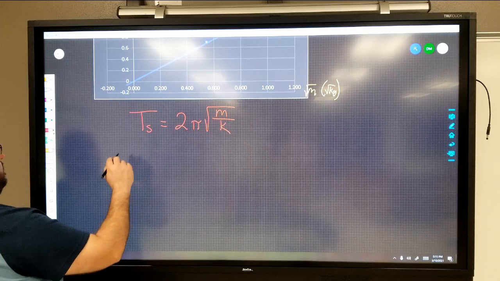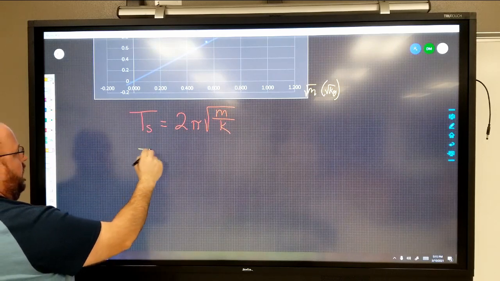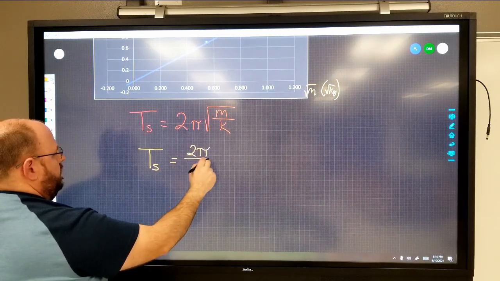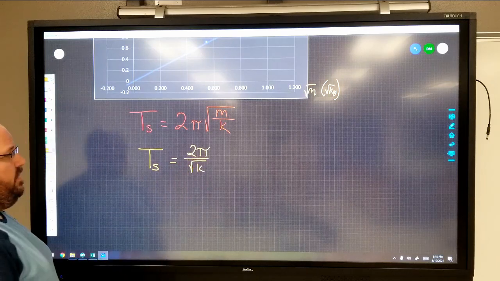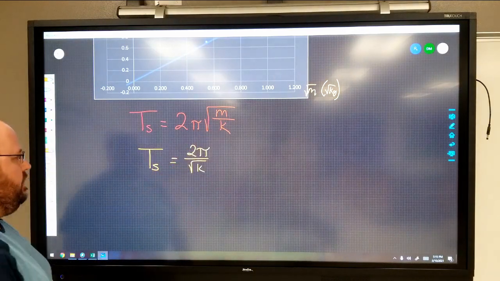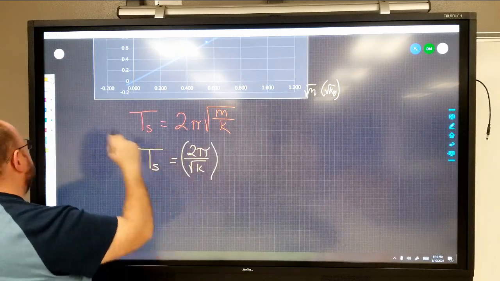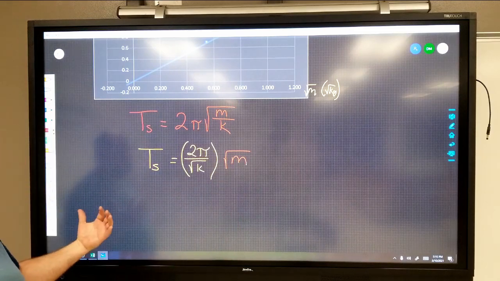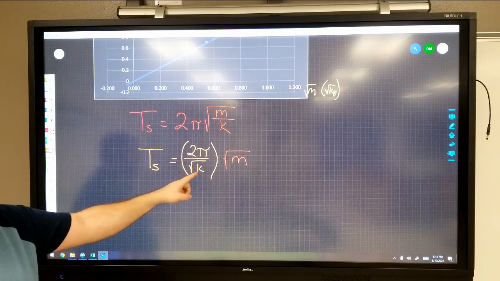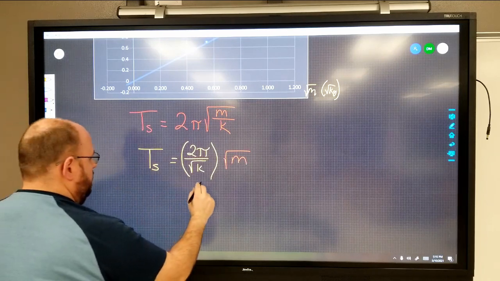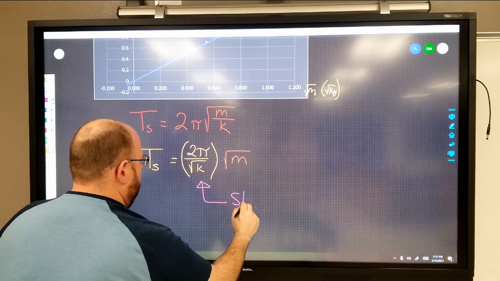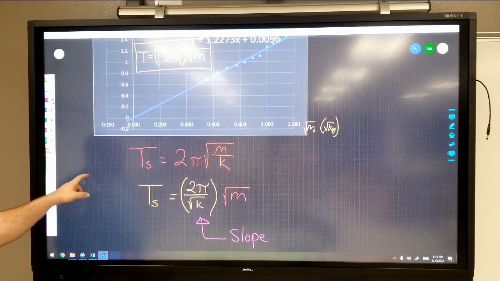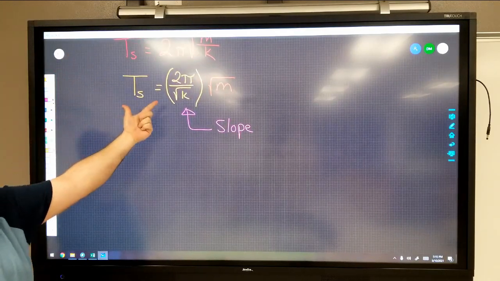So if I break this up to look more like my equation from above, I can say that the period of a mass on a spring is equal to 2 pi over the square root of k, times the square root of m. I'm just going to break this up into variables and constants. This stuff right here is all the constants, and then times the square root of m. And since it's a y equals mx plus b equation, what's multiplied by my x variable must be equal to the slope. Okay, well, I have a slope. The slope is 1.2. And so just using that slope, I can calculate the spring constant.